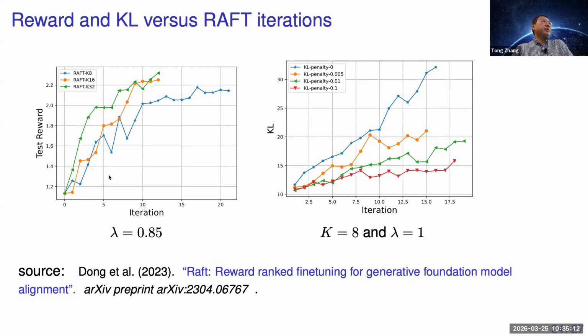Reward and KL. This one is iterations. Test reward keeps going up, and here KL also keeps going up. Basically, it says if you have a larger penalty, your KL will go up less, which is understandable, because you have more constraints. So you control the KL versus reward, but this one shows KL and the reward separately.